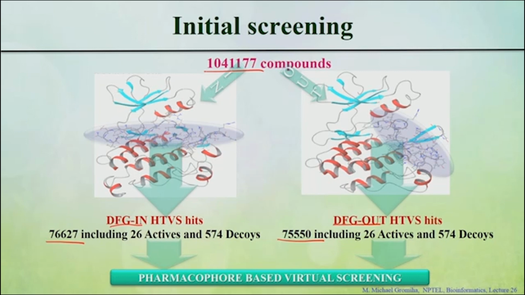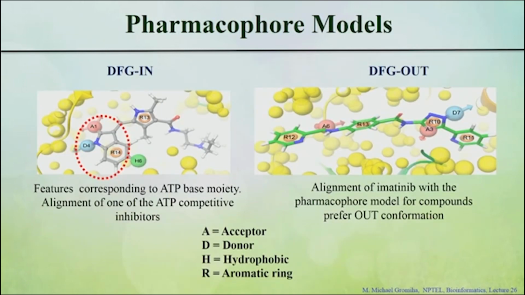Then what we did, those were subjected to a pharmacophore based model. So, what is the pharmacophore based model? If you see a protein, you can see the active site and the moiety around this particular binding site. What are the features corresponding to this ATP based moiety? What are the possibilities for different types of compounds? For example, here A is the acceptor, D is the donor, H is the hydrophobic and R is the aromatic ring. This is another example for the DFG out, this is the alignment of imatinib.